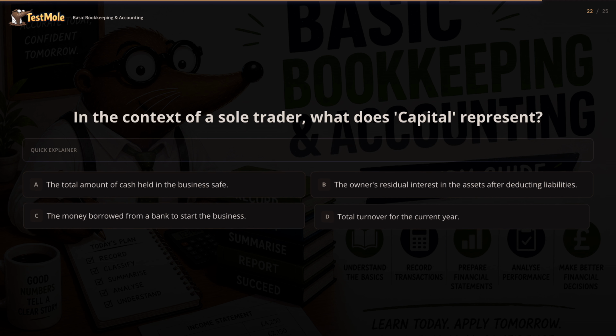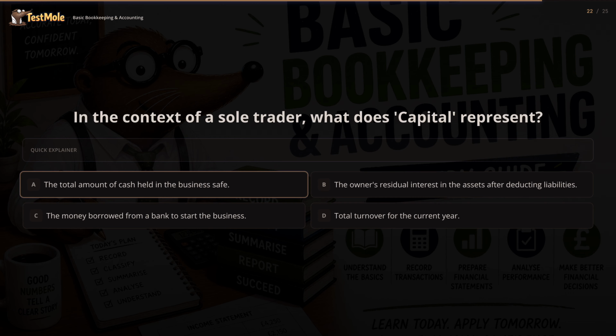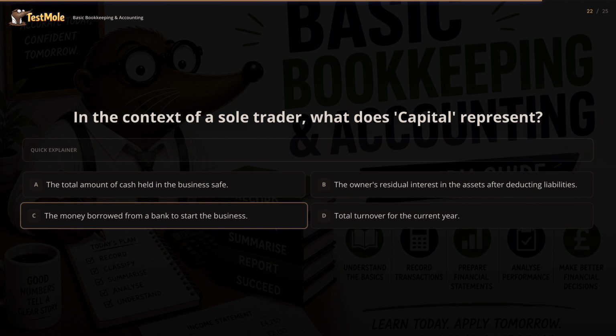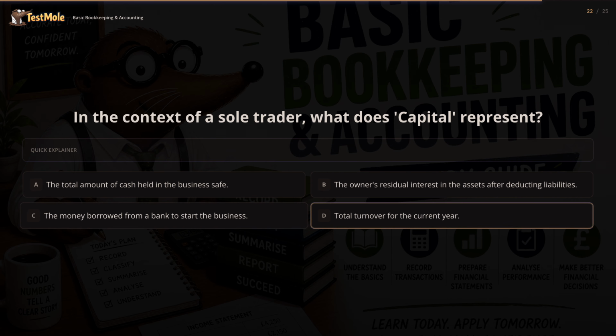Choose between A. The total amount of cash held in the business safe. B. The owner's residual interest in the assets after deducting liabilities. C. The money borrowed from a bank to start the business. D. Total turnover for the current year.